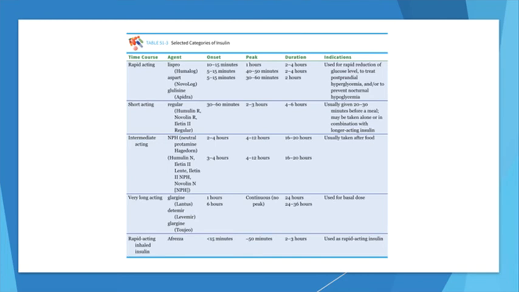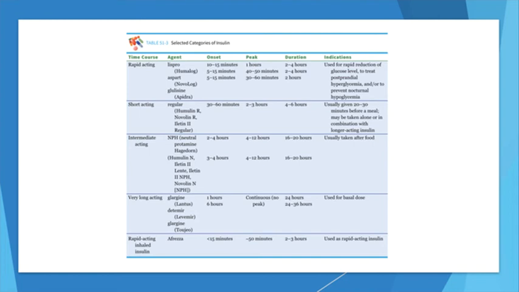Then there's your very long acting, Glargine, Detemir. These are the two common ones. They start to work anywhere from 1 to 6 hours. And it's continuous, right? There's no peak. It gives you 24-hour continuous medication coverage. These are really good for control, right? They don't cause the ups and downs that a peak would cause.